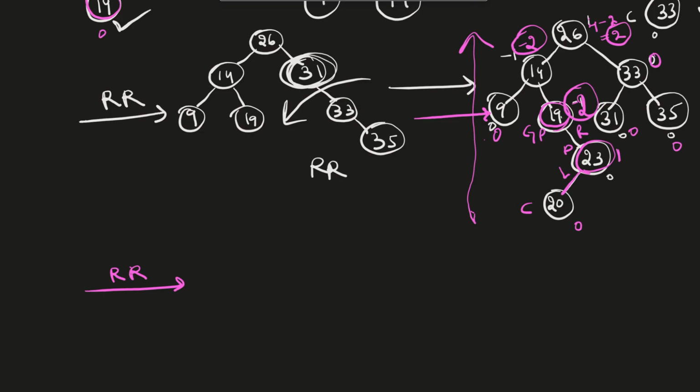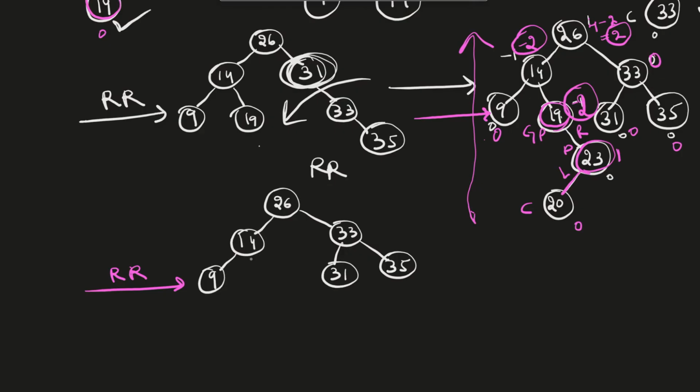So let's redraw it. 26 would be as it is. Right part of 26 is also as it is. Now the left part is 14, 9. Right side part will rotate 23 to the right. So 20 would take its place and 23 would be right side of 20. Now after this, since it is in the form of RR, see this is our problem.